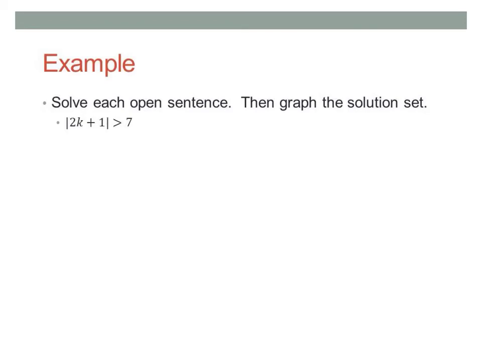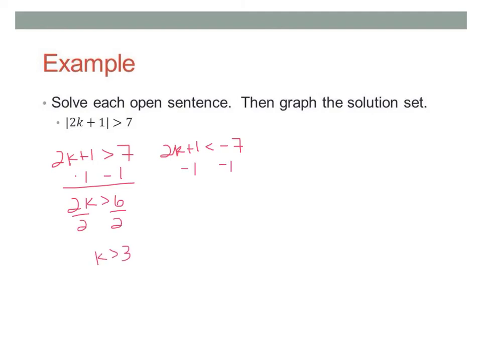All right, so once again, greater than, it's going to be an OR. We're going to write our two cases. 2k plus 1 is greater than 7. 2k plus 1 is less than -7. So we're going to solve both of these. So 2k is greater than 6. K is greater than 3. 2k is less than -8. K is less than -4.